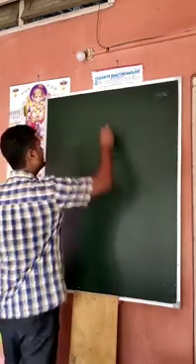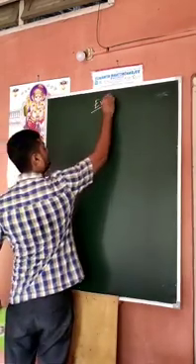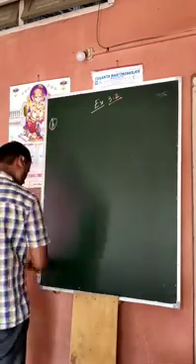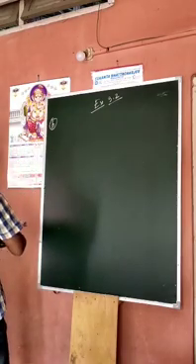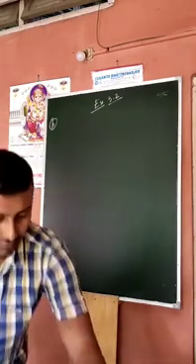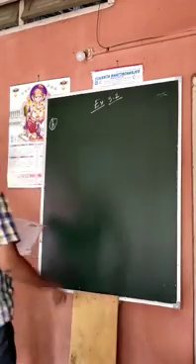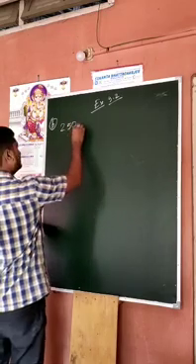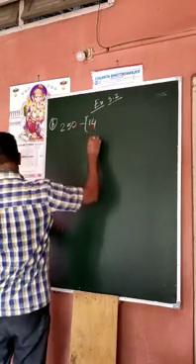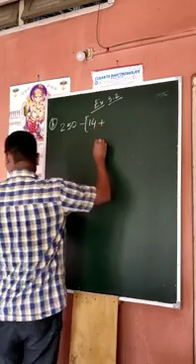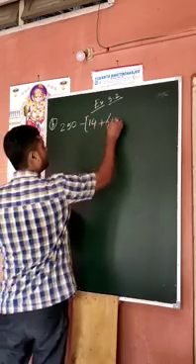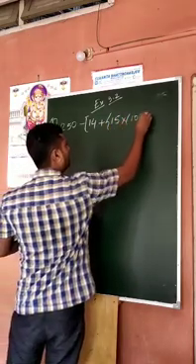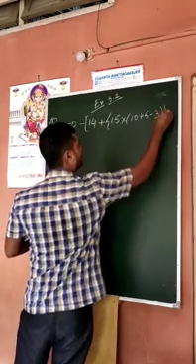Question number B, exercise 3.2. Question number B is 250 minus 14 plus 15 into 10 plus 5 minus 3, brackets closed one by one.